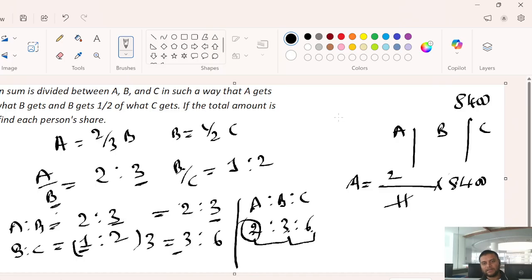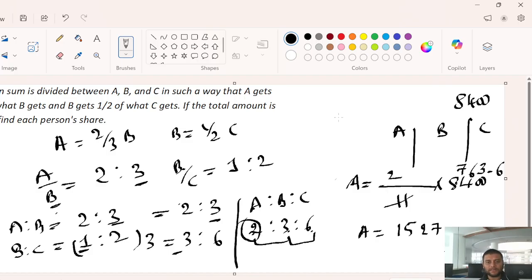If you divide, 11 sevens are 77, 11 sixes are 66, 11 threes are 33. So 8,400 by 11 is 763.6 something. A's share will be 2 times 763.6, which is 1527 point something. So this will be your A share, guys.